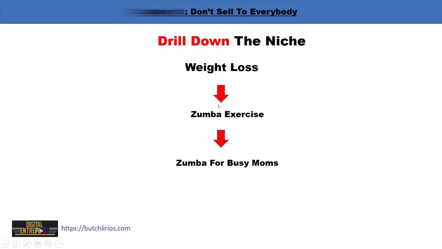So another example of drilling down is, say for example, you enter the weight loss niche. So you're only targeting people who wanted to exercise, but specifically through Zumba exercise. So if you want to be ultra-specific, you're only targeting busy moms who wanted to lose weight through Zumba.